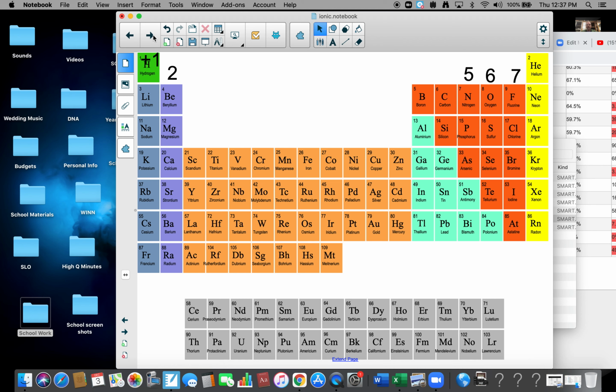Okay, oxygen, I have 6. Is it easy to lose 6 or gain 2? Gain 2. Oxidation number is -2, and that's through tellurium. And then the halogens, I have 7. Is it easy to lose 7 or gain 1? Gain 1, and I get negative 1, and that's all the way down. Now, there are 3 additional ones, but they're easy to find because they make little stepping stones. Silver's oxidation number is always +1. Zinc is +2. Aluminum is +3.